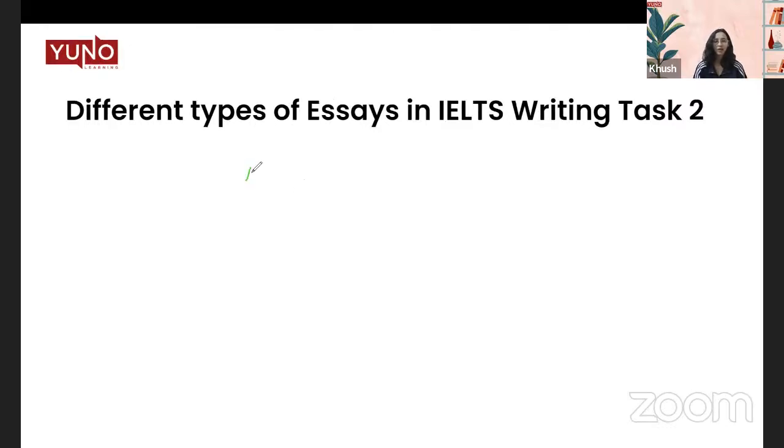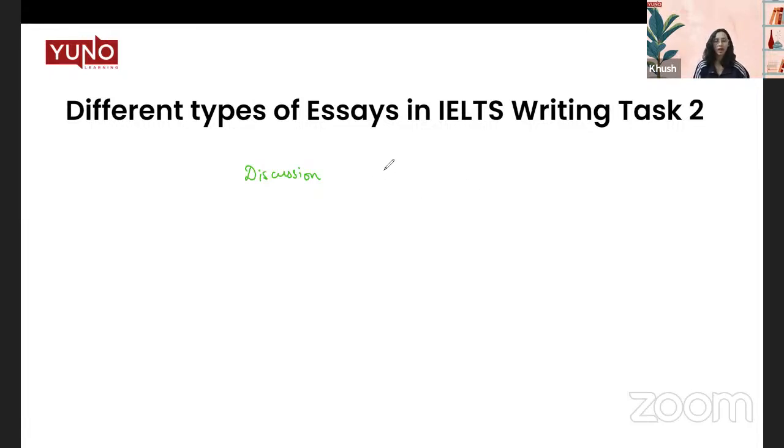So starting from a discussion essay, as the name clearly states, the question you will get in a discussion essay would be like discuss both sides, or discuss both sides and give your opinion. In this particular essay, you are supposed to take up an argument, discuss both sides of the argument, for and against, and then even give your opinion if it is asked, otherwise not. That is how a discussion essay goes.